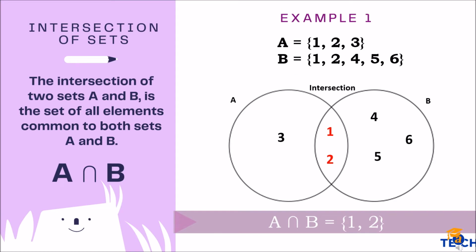Let's proceed to the intersection of sets. The intersection of two sets, set A and B, is the set of all elements common to both sets A and B. Let's have example 1. Here we can see that set A consists of numbers 1, 2, and 3, and then set B consists of numbers 1, 2, 4, 5, and 6. Now, the intersection of set A and set B are numbers which are similar to both sets or are present in both sets, and that is 1 and 2. Therefore, A intersection B is equal to 1 and 2.